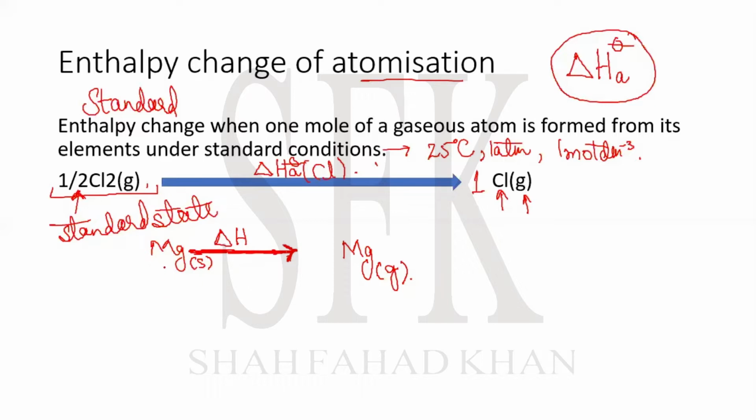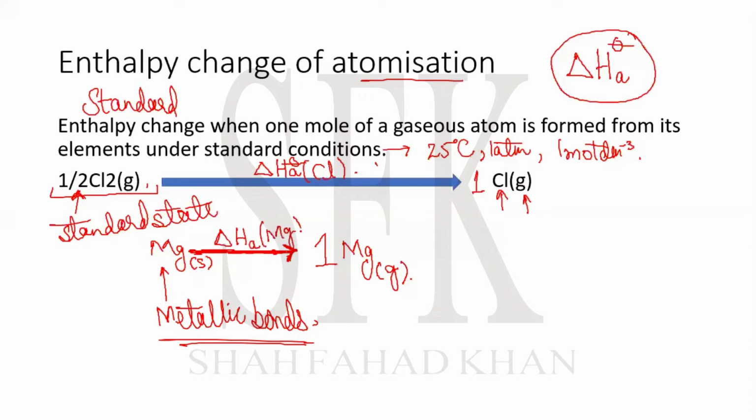Actually, this is a metal. Hassan, this is a metal. So it contains metallic bonds. We are breaking metallic bonds. Okay? Not the intermolecular forces. Intermolecular forces exist only in the molecular compounds, okay? In this case, again, we've got one mole of an atom produced from its element in its standard state under standard conditions, again, the enthalpy change of this reaction is gonna be the enthalpy change of atomization of magnesium.